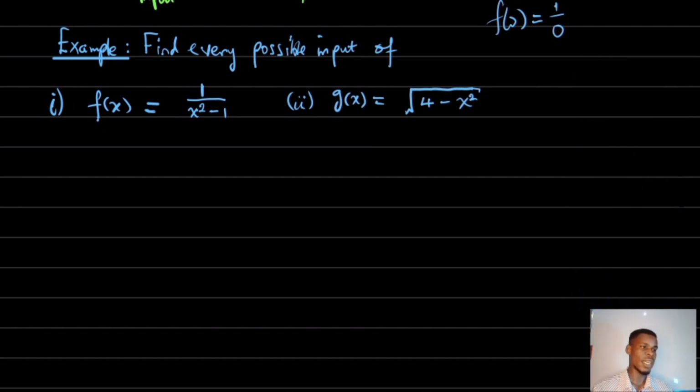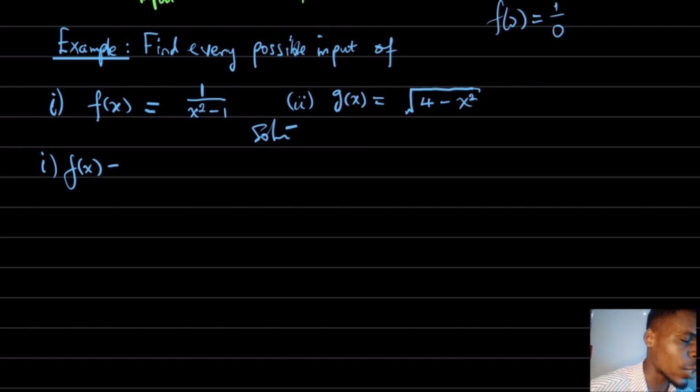So the first function, let me just put here our solution. We are given that the function f of x, what it does is that when you give it anything, it will take the square of the thing, subtract 1 from the result, and then take the reciprocal of the result. That's what the function does. So we want to find every possible input of this function.